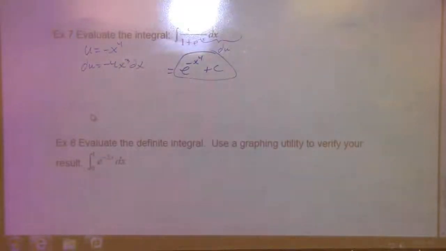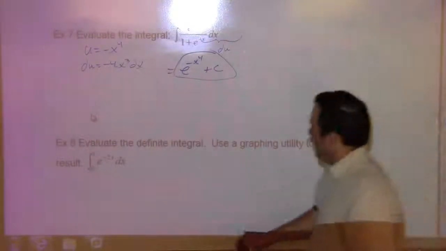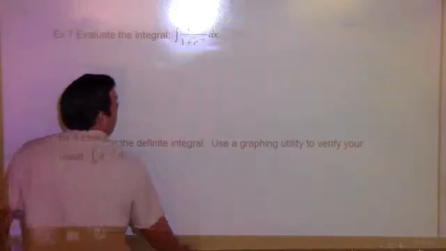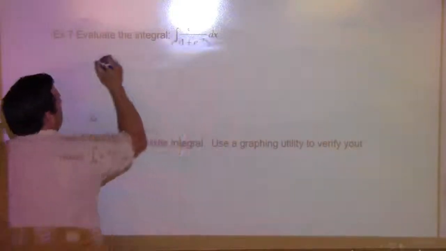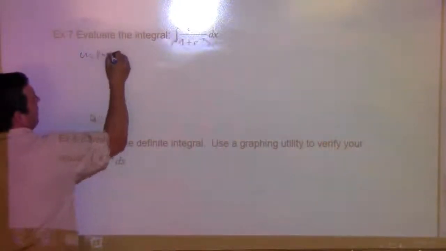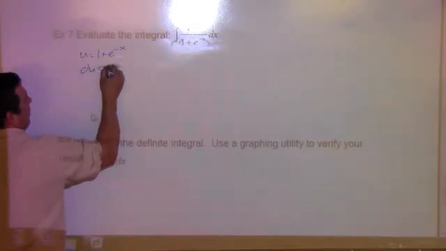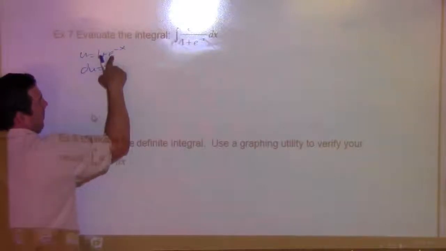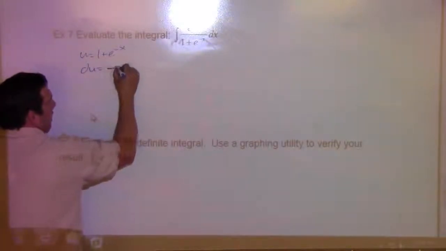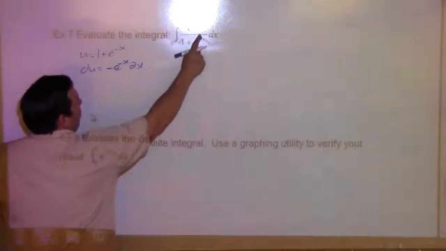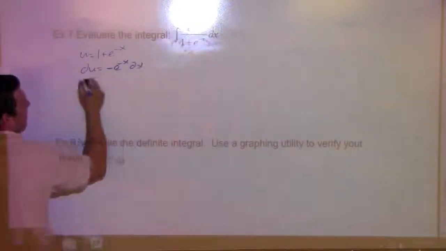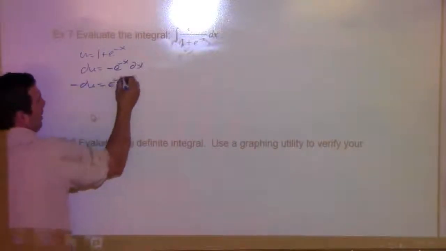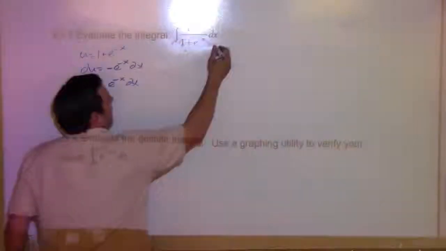Example 7. In this case, we have e to the negative x over 1 plus e to the negative x. I would recommend, since the denominator is a little more complicated, that you say u equals that denominator. Its derivative is going to be: the derivative of 1 is 0, the derivative of e to the negative x is negative e to the negative x dx. We have positive e to the negative x, so we could say negative du equals e to the negative x dx.